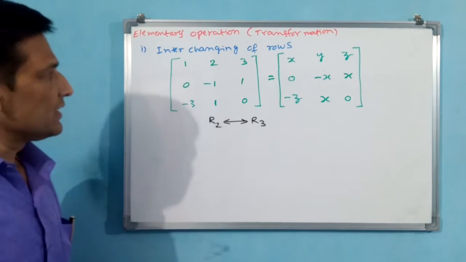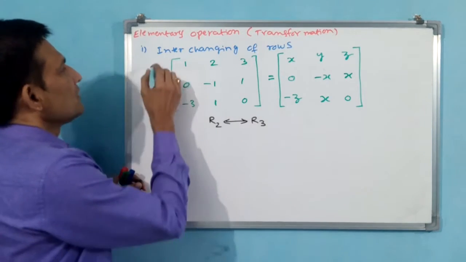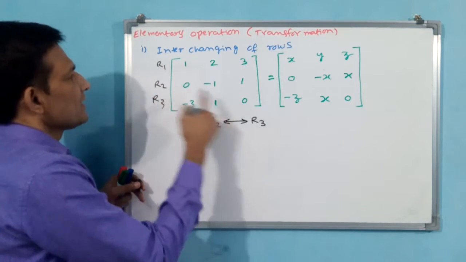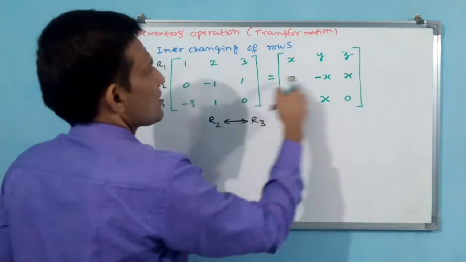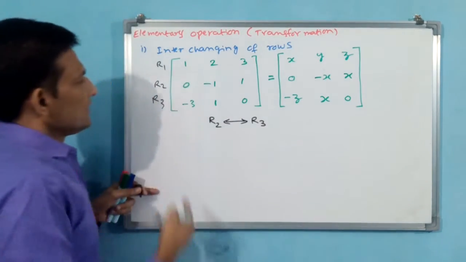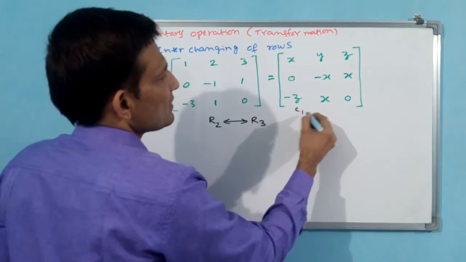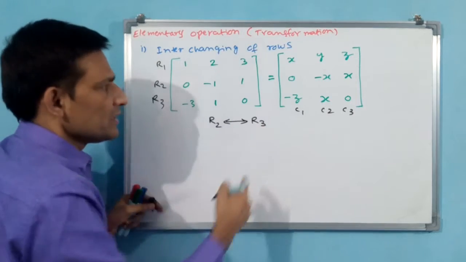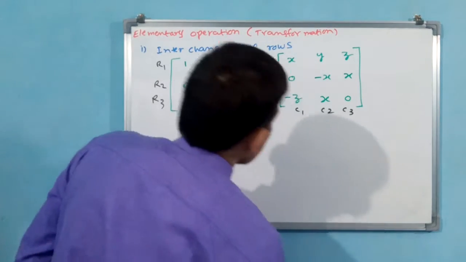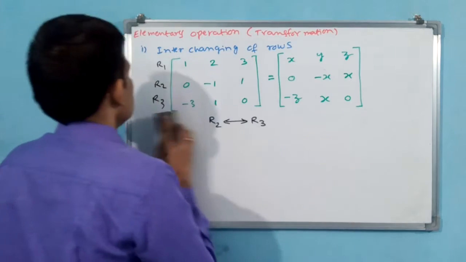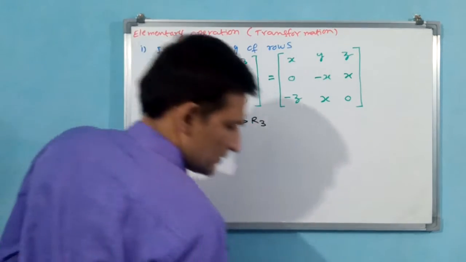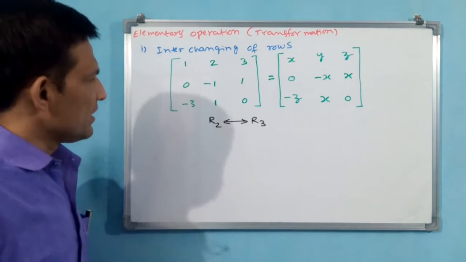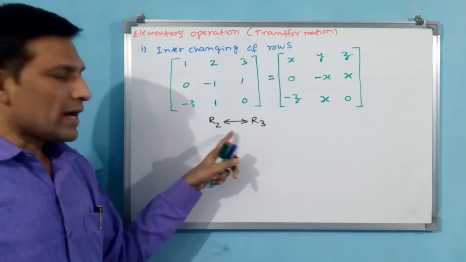What is R1, R2, R3? You see here, these are rows. That means this is R1, this is R2, this is R3. Then what are columns? This is C1, this is C2, this is C3. Like that we have to take. We will see up to 3 by 3 matrix only. Now what I have written, R2 and R3 interchange.